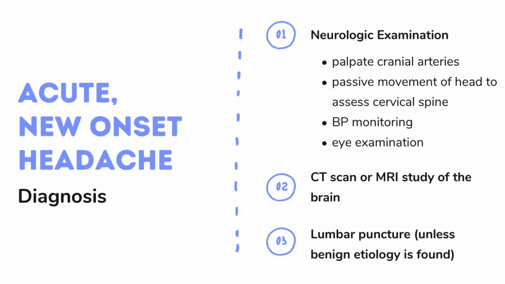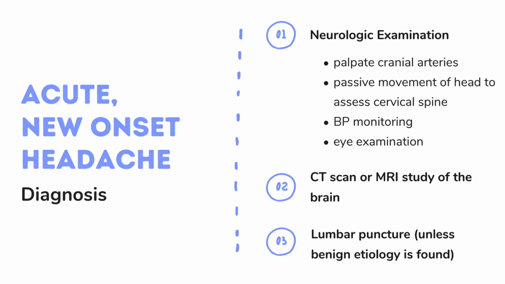The diagnostic plan is as follows. First is a neurological examination, which includes palpation of cranial arteries, passive movement of the head to assess cervical spine, BP monitoring, and eye examination. Imaging like CT scan and MRI is helpful in identifying lesions in the brain. Lumbar puncture especially is important in infective etiologies unless a benign cause is found.